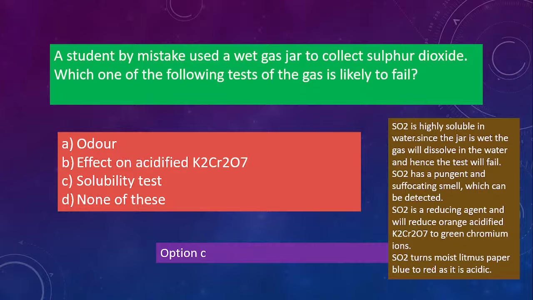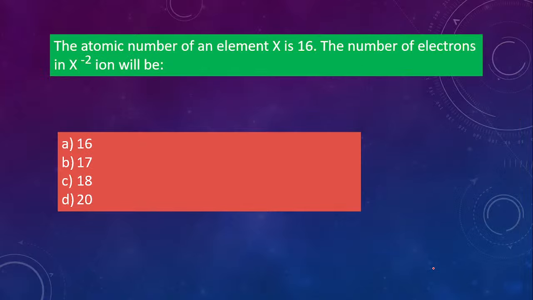Let's do the next one. The atomic number, this is an easy one. The atomic number of an element X is 16. The number of electrons in the X2- ion will be how many? The atomic number of X is given as 16. We have to say how many electrons will be present in the X2- ion. Will it be 16, 17, 18 or 20? What will be the answer?